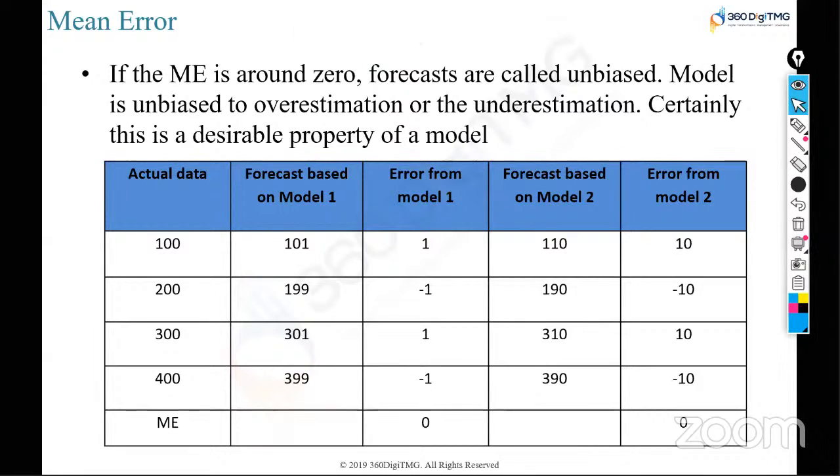But yeah, this is the explanation of why mean error is not a correct measurement. We think that both are actually the same error. All right, like that we have a lot of things.